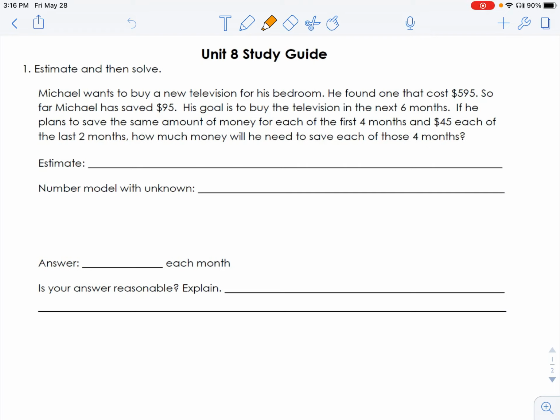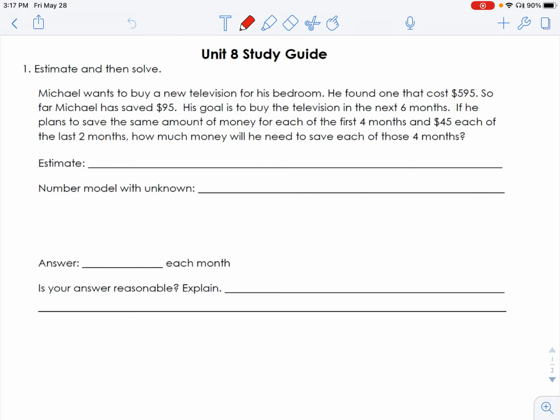Estimate, then solve. Michael wants to buy a new television for his bedroom. He found one that cost $595. So far, Michael has saved $95. His goal is to buy the television in the next 6 months. If he plans to save the same amount of money for each of the first 4 months and $45 each of the last 2 months, how much money will he need to save each of those 4 months?